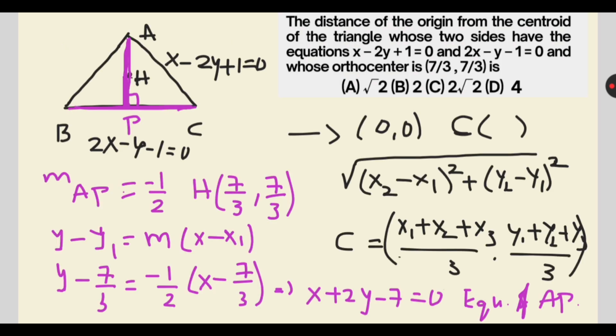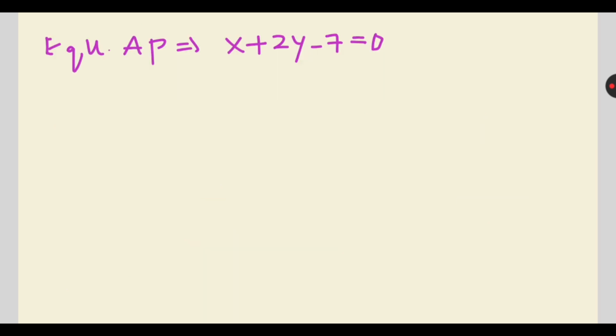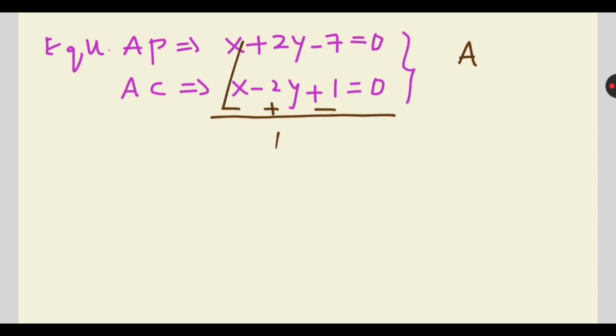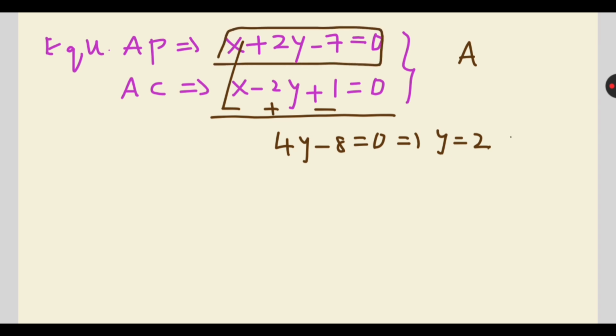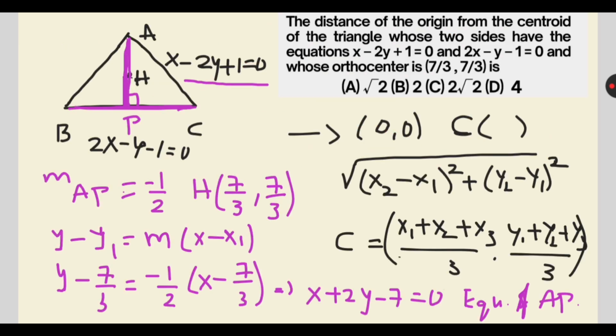Now we know the equation of AP, which is x plus 2y minus 7 equal to 0. And also we know the equation of AC, which is x minus 2y plus 1 equal to 0. If you solve these two linear equations, we are going to get the point A, isn't it? After solving these two, we get 4y minus 8 equal to 0. So from here we get the y value as 2. If we substitute the y value in the first equation, then we get x as 3. So the point A is (3, 2). Same like that, let's draw one more altitude from B to here.